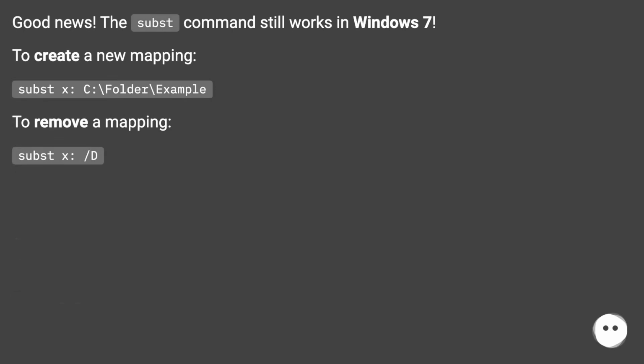Good news! The subst command still works in Windows 7. To create a new mapping: subst x: C:\folder\example. To remove a mapping: subst x: /d.